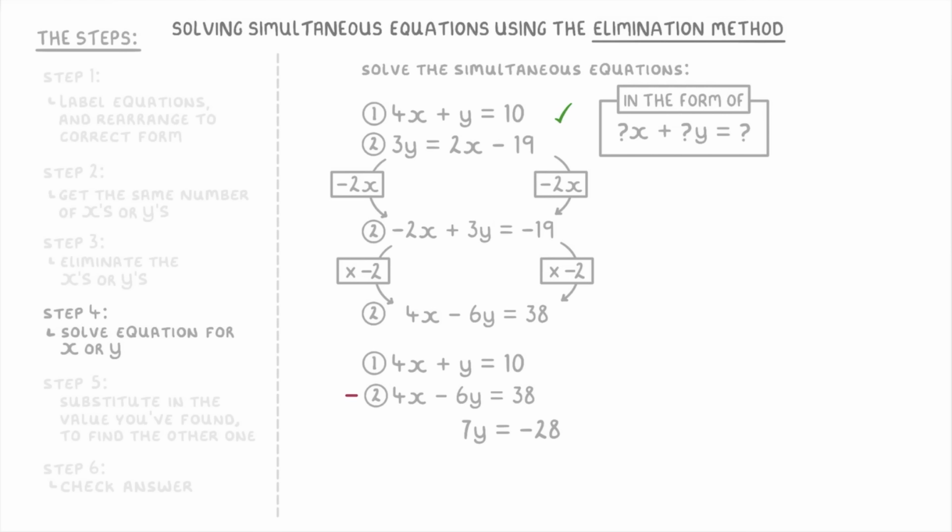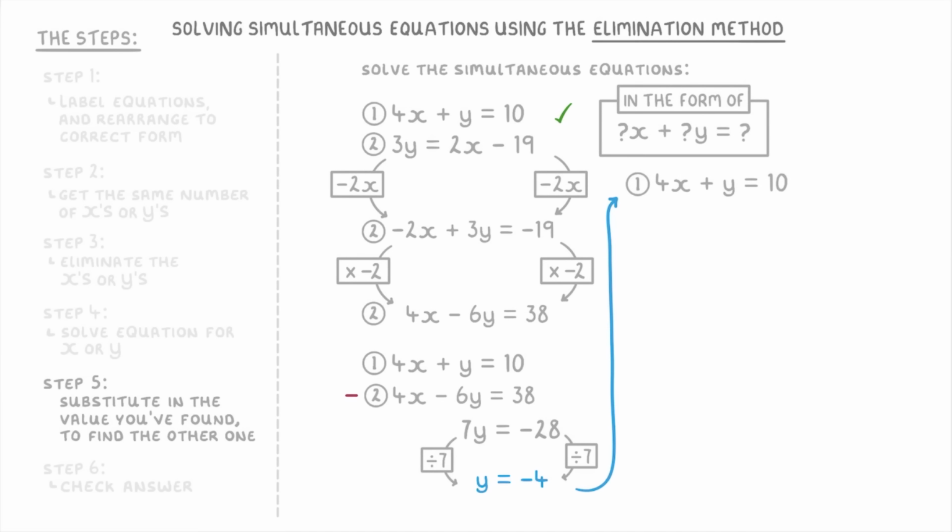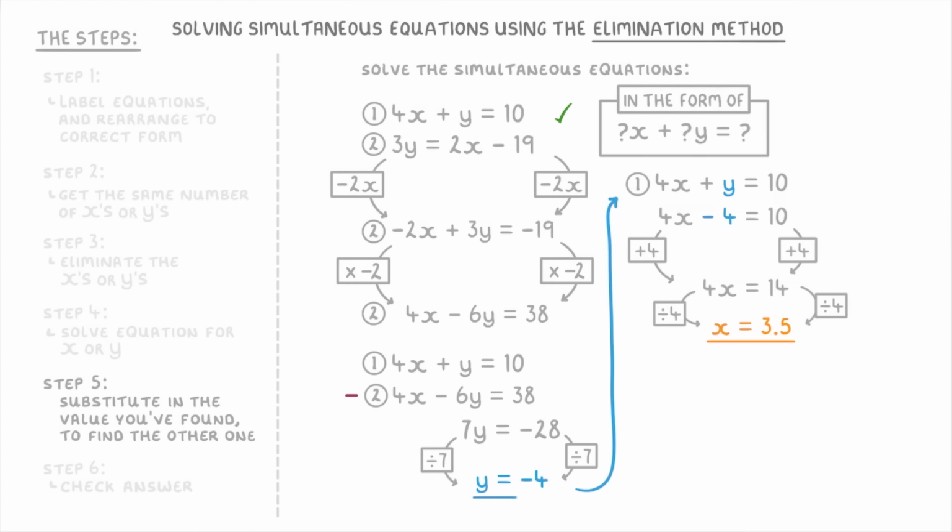Then for step 4, we can solve this equation to find y by dividing both sides by 7, to find that y equals -4. And now that we have the y value, we just substitute that back into one of the original equations to find the corresponding x value. So if we chose to substitute it into equation 1, we'd get 4x minus 4 equals 10, which we can simplify by adding 4 to both sides to get 4x equals 14, and then dividing by 4 to get x equals 3.5. And that's it. We now know that x is 3.5 and y is -4.